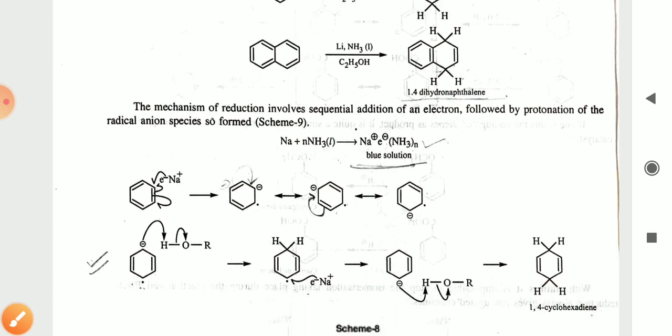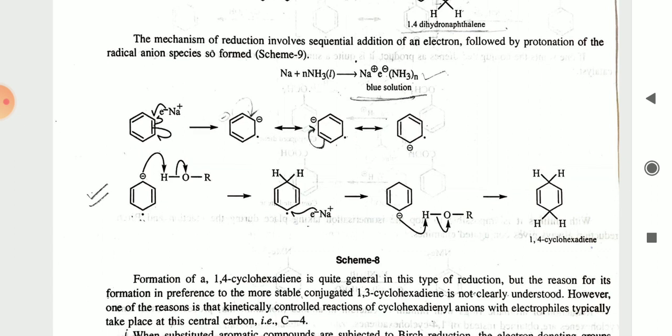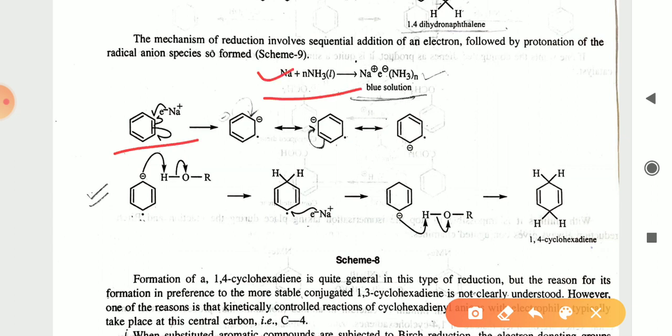So you can see the mechanism here. What happens to the double bond in ammonia? In the first step, you can see the sodium present in liquid ammonia. The sodium is converted to Na+ and an electron, with NH3 molecules solvating it. This is a blue solution which is used as a solvent for the reduction of the benzene ring, the aromatic ring.